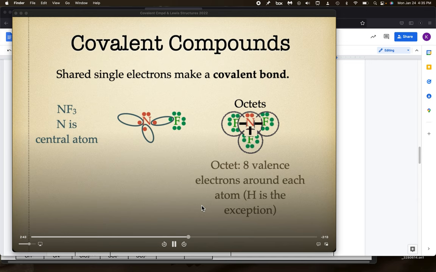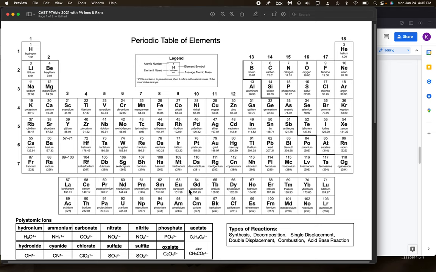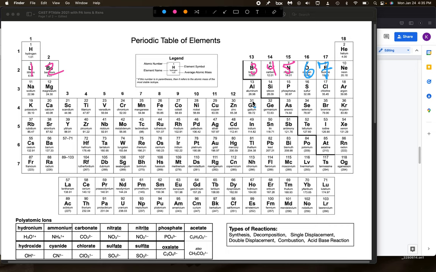This is where I wanted to be. N has 5 valence electrons: 1, 2, 3, 4, 5. And fluorine has 7: 1, 2, 3, 4, 5, 6, 7. Okay. So now back to our worksheet.